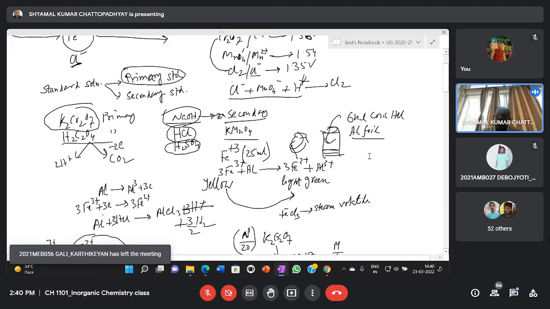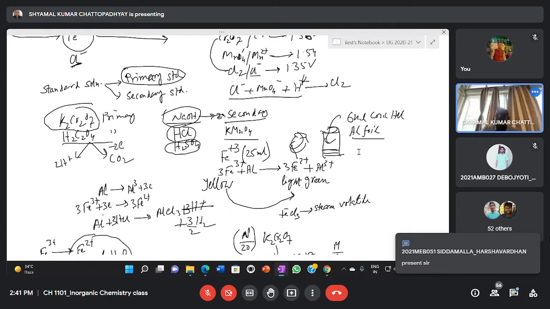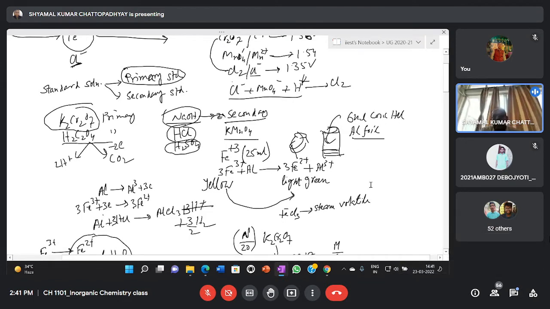Then this solution is warmed on a hot plate. Remember, the solution is warmed on a hot plate. It is not boiled, because ferric chloride is a sufficiently covalent compound, and ferric chloride is steam volatile, so some amount of ferric chloride will go away with steam. So when you heat the solution, you must take care that the ferric chloride solution, where the ferric ion is dissolved in HCl medium, does not boil. There should not be boiling.